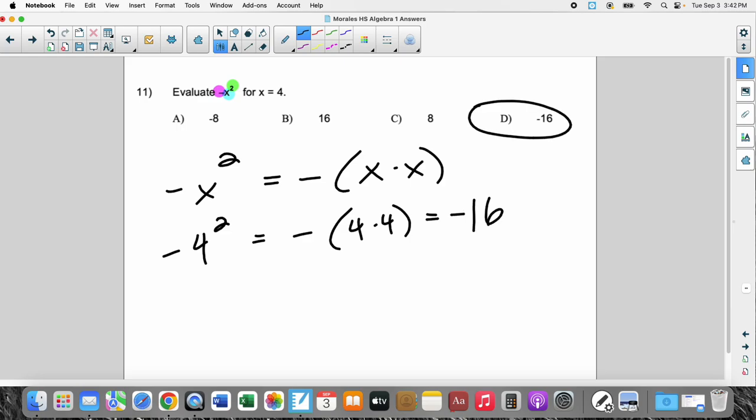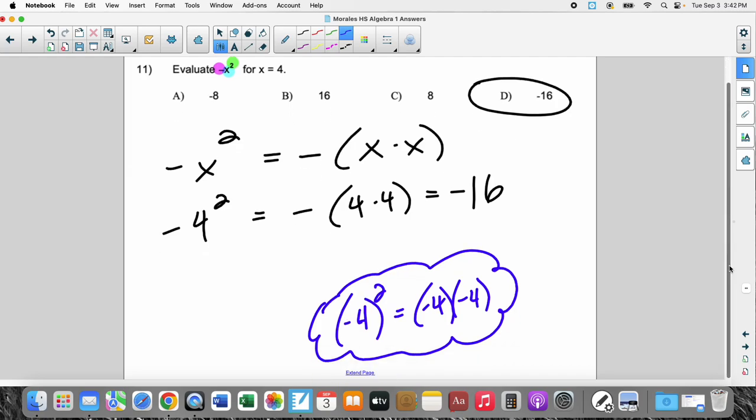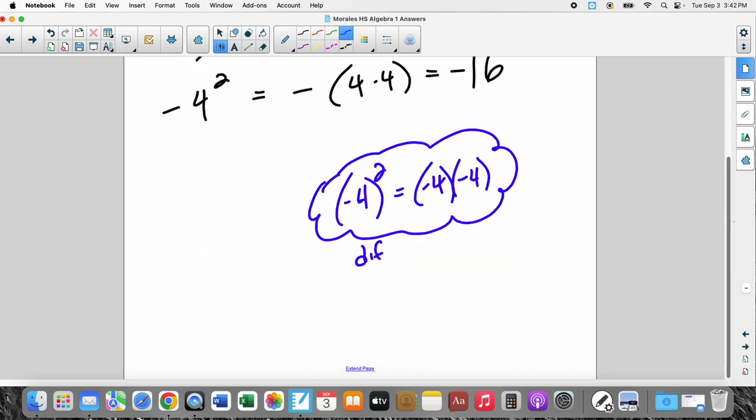Tricky problem. Lots of students make that mistake. They misinterpret it for negative 4 times negative 4. That does not say negative 4 times negative 4. If we wanted to see the quantity of negative 4 squared, we would need parentheses. And that would be negative 4 times negative 4. So completely different. This is way, way different question. So be careful and understand the difference between parentheses and no parentheses.